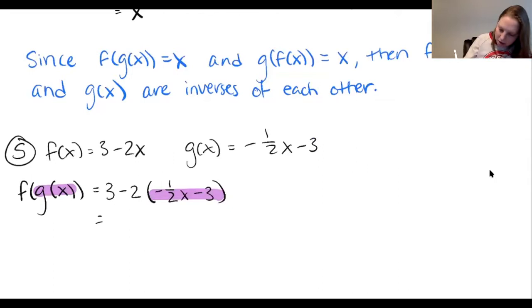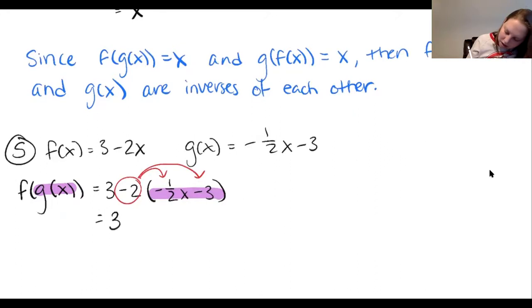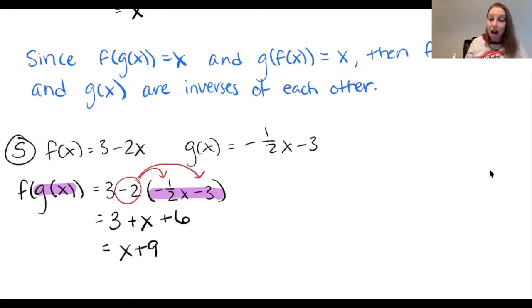So I'm going to start by distributing. I'm going to distribute not just 2, but a negative 2. That's important. Distribute the negative. We're going to have 3, negative 2 times negative 1/2 is just a plus x, and then because it's a negative 2 times a negative 3, that's going to be plus 6. So overall, I'm left with x plus 9.